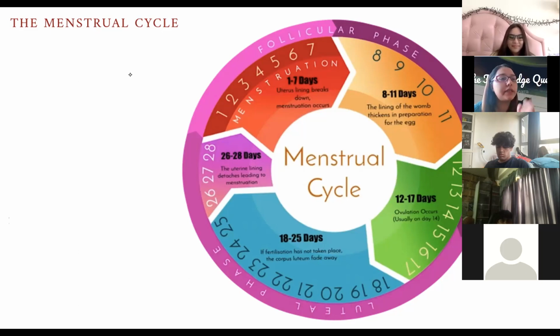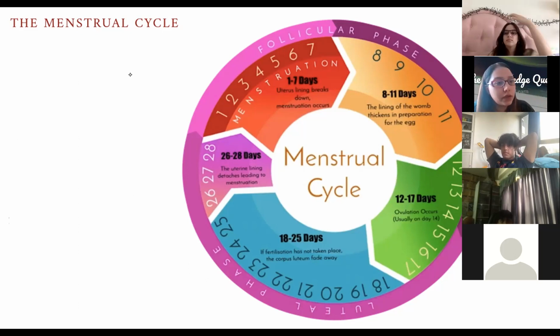Okay, so 1 to 7 days. If fertilization has not occurred, then the females bleed because the uterine lining breaks, and it comes out through blood. So the first 7 days, this is what happens. And after that, because it's a cycle, the womb starts preparing for the new process, right? Because this is a repetitive process.